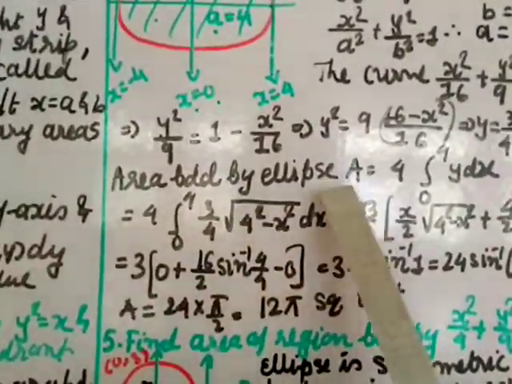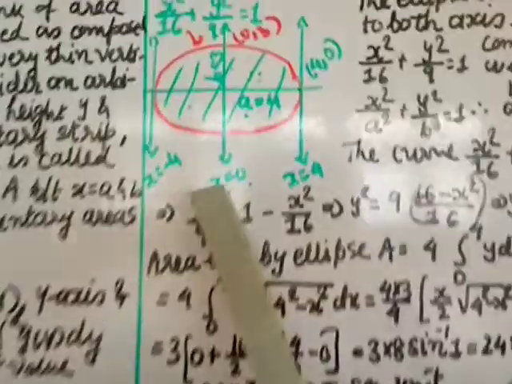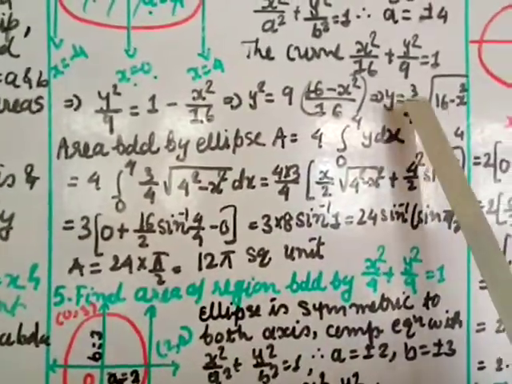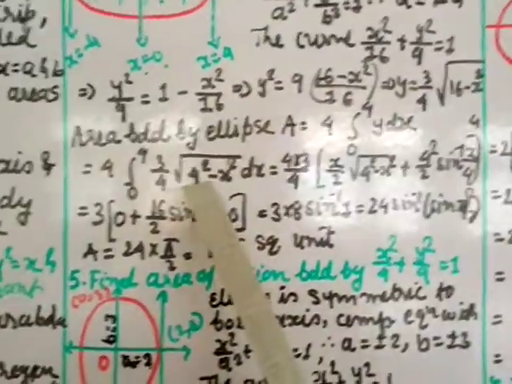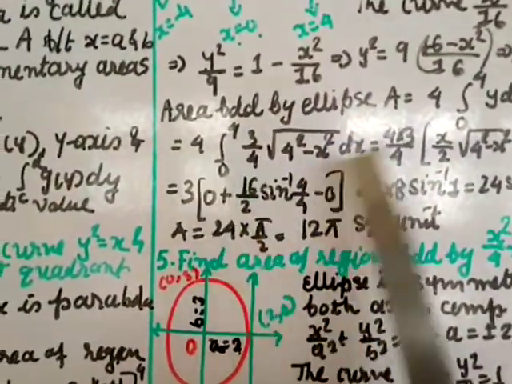Area bounded by ellipse A is equal to 4 times, because all the 4 regions are the same, 4 times the integral from 0 to 4, these are the limit points, of y dx. Y is this one, so 3 by 4 square root of 16 minus x square. 16 I have just written as 4 square. And then I am going to use the identity.